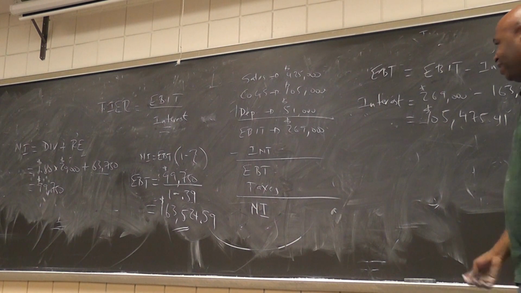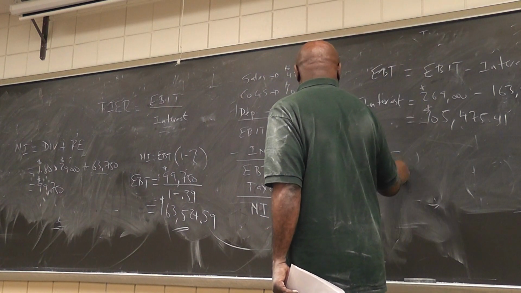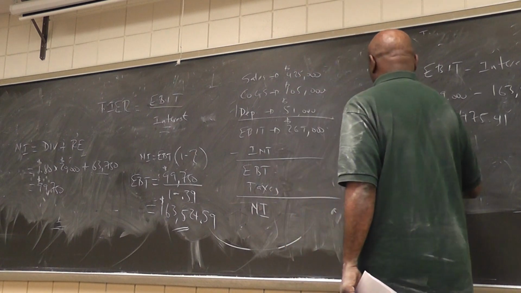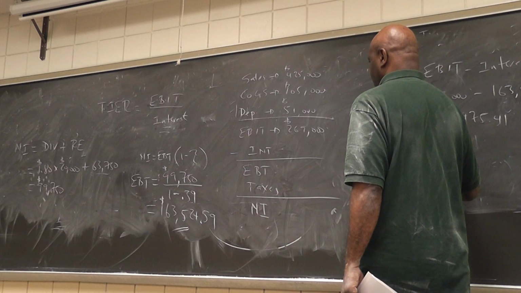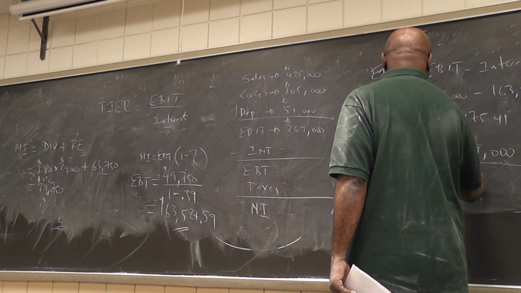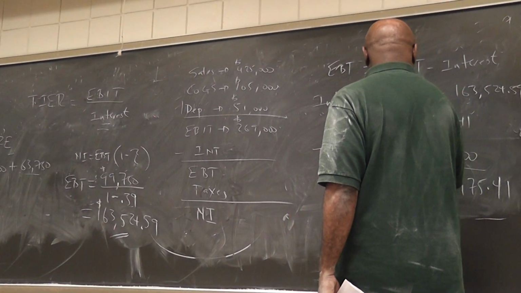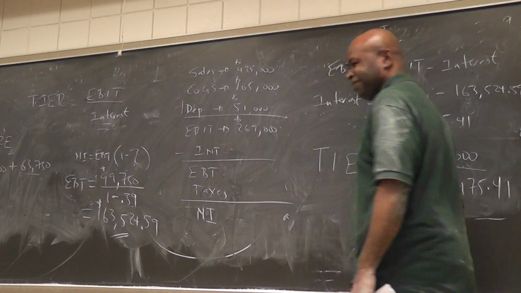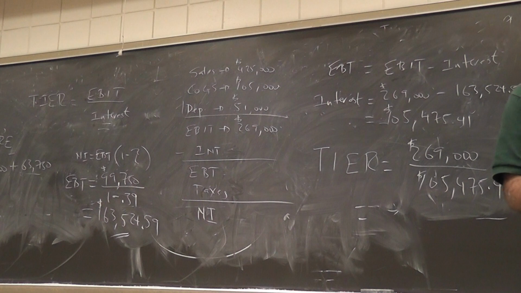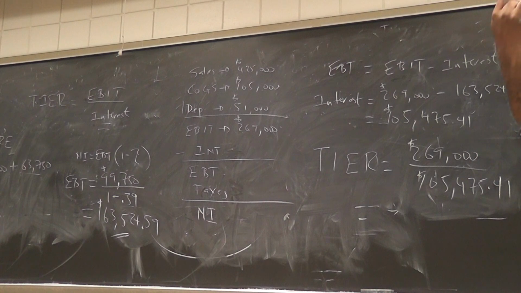So we take that ratio of times interest earned, which is EBIT, 269,000, over the interest, which is 105,475.41. That's crazy. It's crazy, huh? But you see how I did it, right? First we went to earnings before interest and taxes, and then we had to start from net income backwards, right?